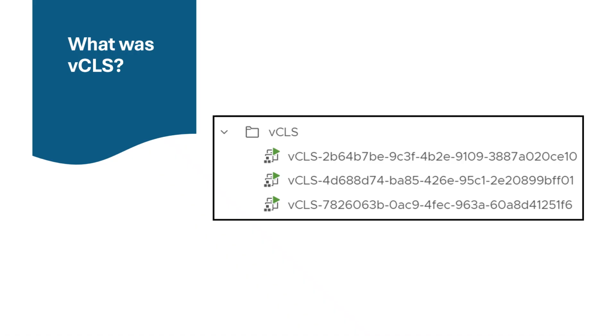Earlier, before vCLS, DRS logic was tightly coupled with vCenter. If vCenter had an issue, then DRS decisions could be delayed. So VMware introduced small system VMs called vCLS agents. These VMs run inside every cluster and act as a witness for DRS. Even if vCenter is temporarily unavailable, these vCLS VMs keep DRS operational. That is the main functionality of the vCLS VM.